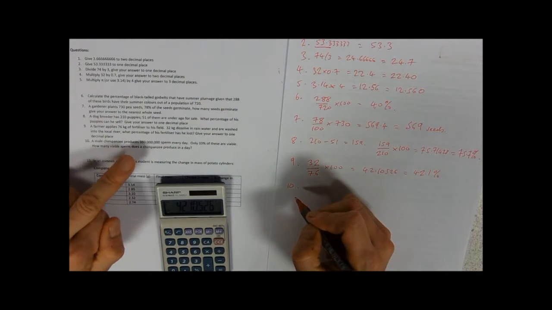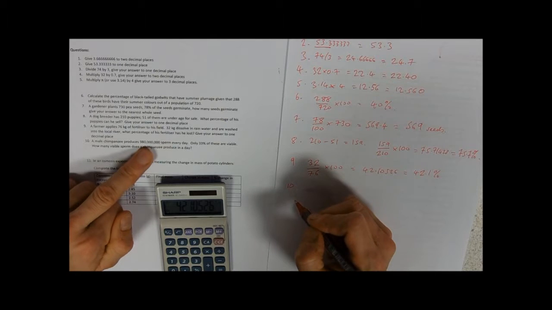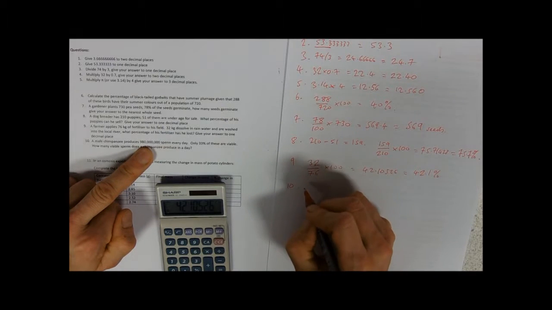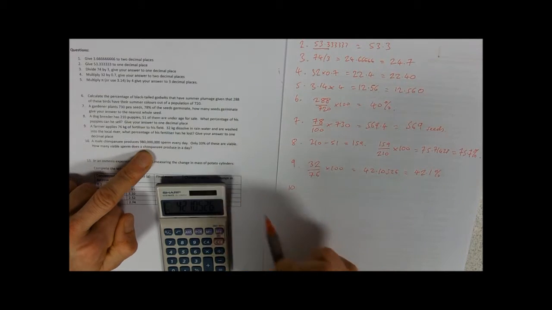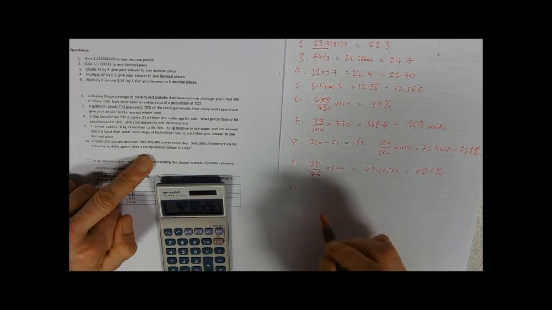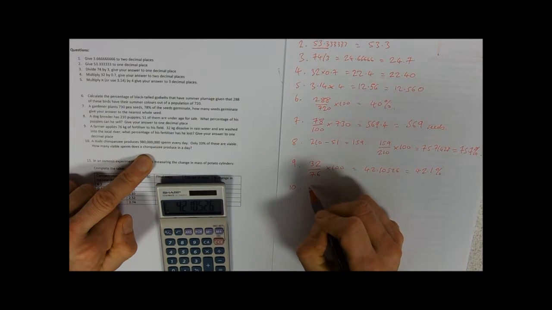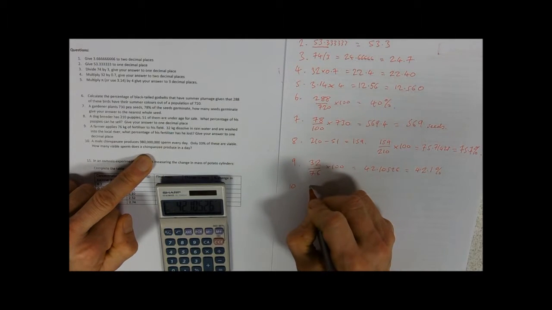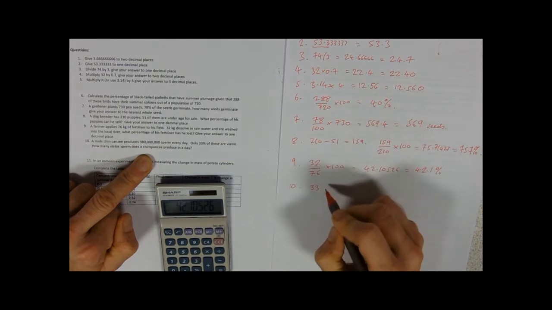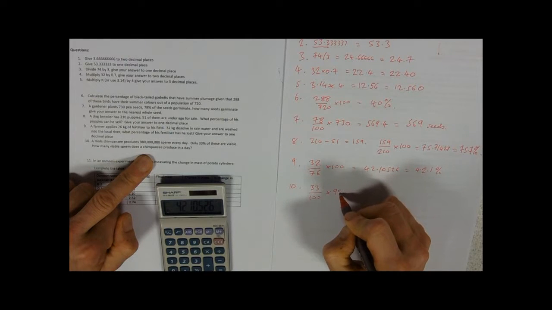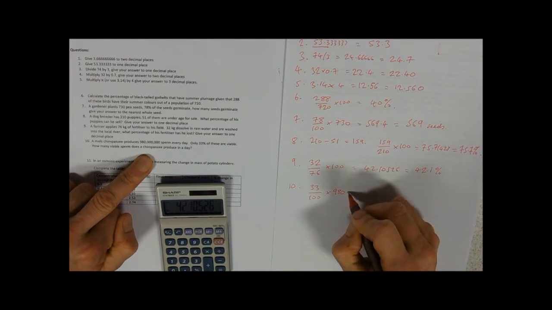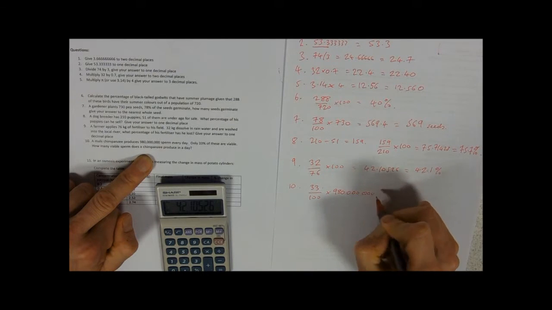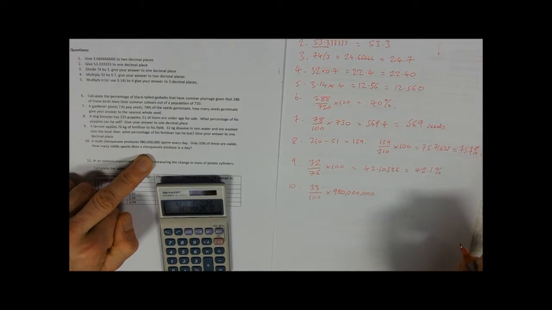And question 10. A male chimpanzee produces 780 million sperm every day. Only 33% of these are viable. So how many viable sperm? It's just another percentage calculation here. So 33% is 33 divided by 100 times by 780 million, and if we write it like that, or even put the commas in it, it kind of helps.